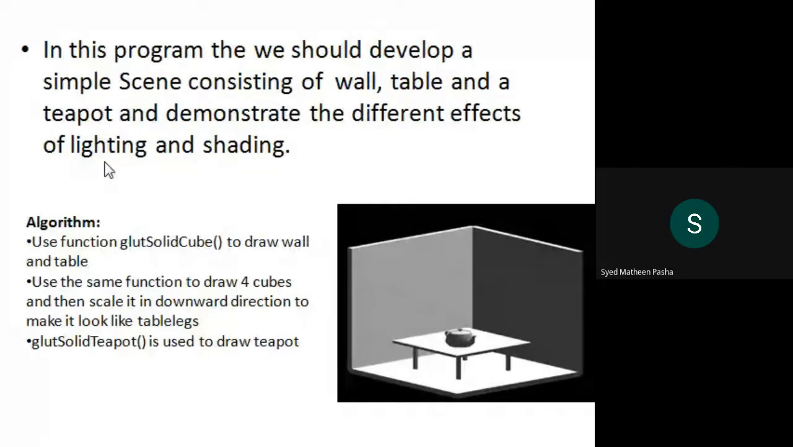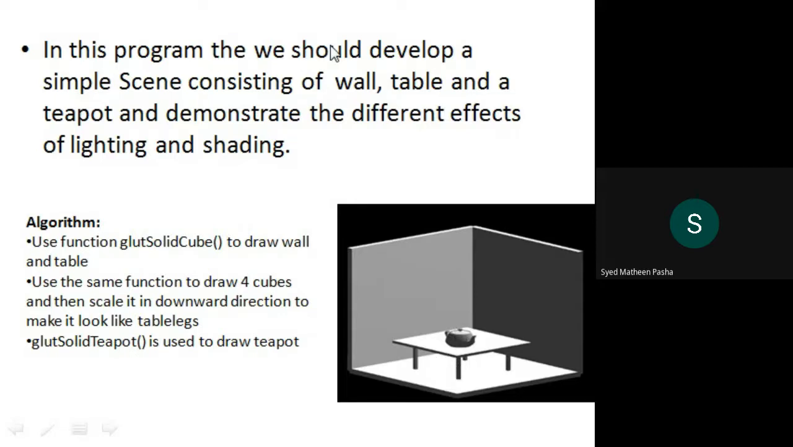Then let's see how the algorithm flows. So this is the snapshot of the output of your program. So this is the scene. Scene in the sense there are walls which are represented in 3 dimensions. You can check out there is a 3D table as well here. On the table, a teapot is placed. So this should be the output of your program.